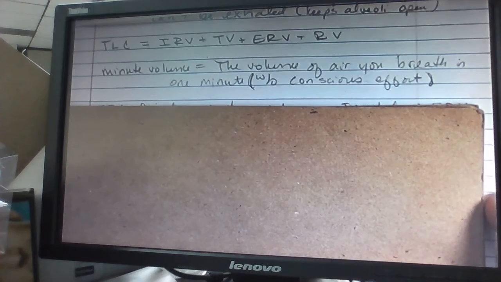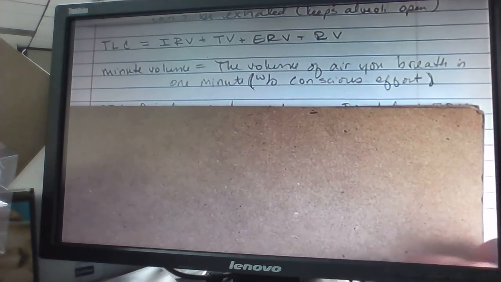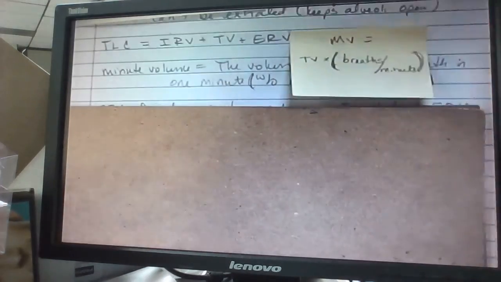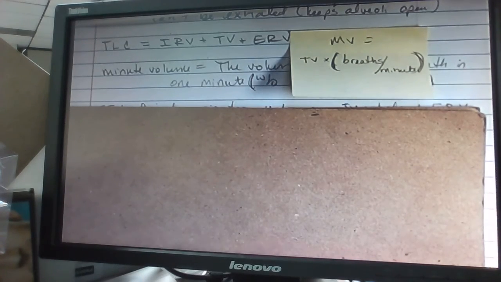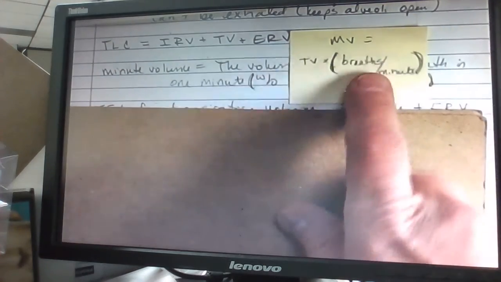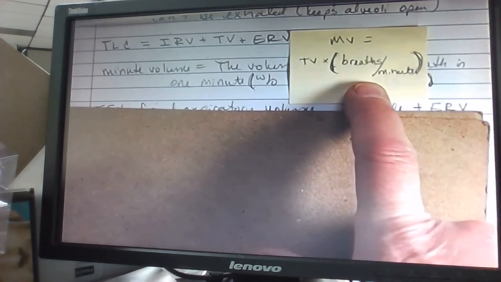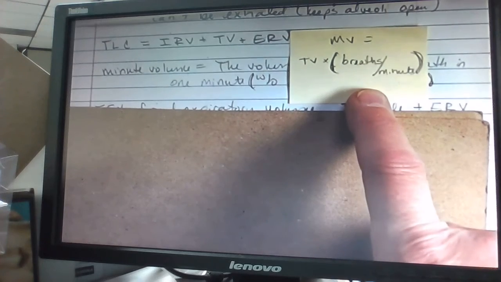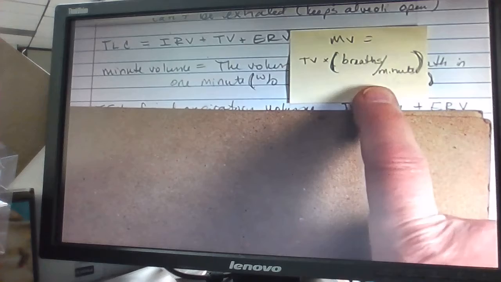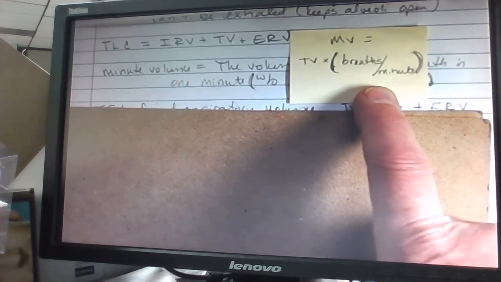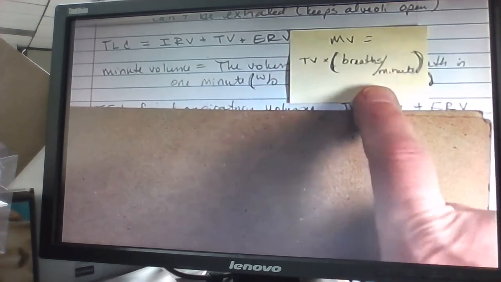And your instructions told you that minute volume is your tidal volume times breaths per minute. And you have to find breaths per minute, and you use that graph in Logger Pro to find how long one breath is. Once you find out how long one breath is, then find out how many breaths per minute. Just like we did with heart rate.